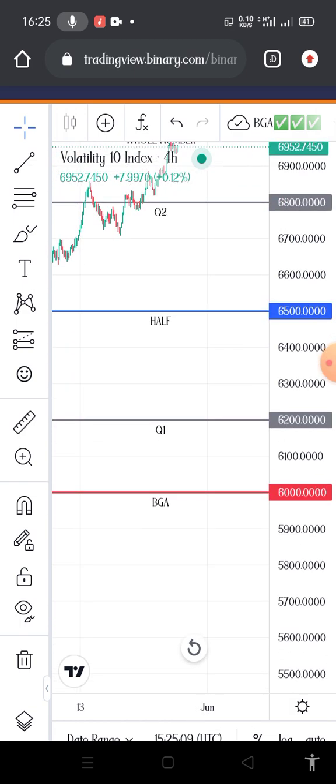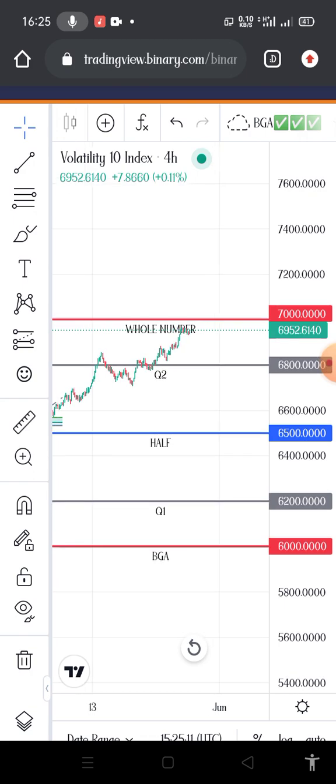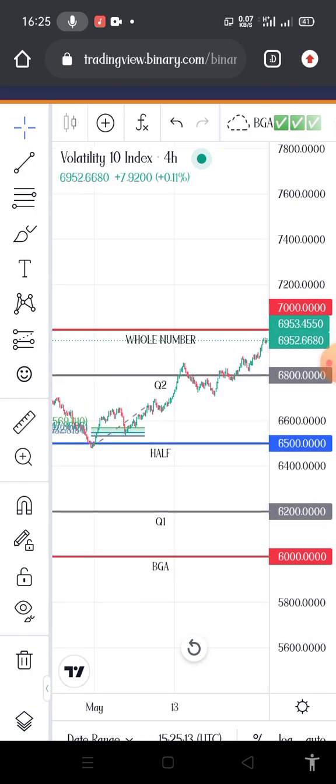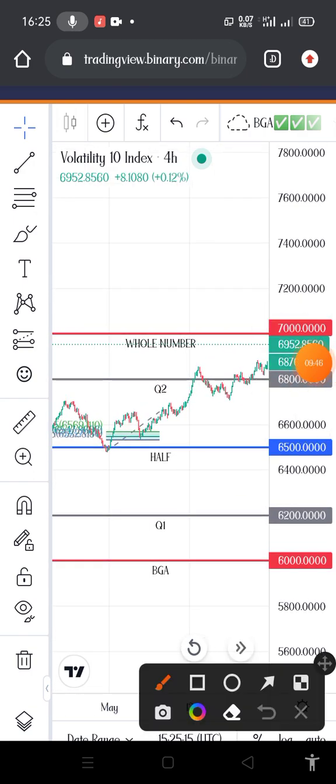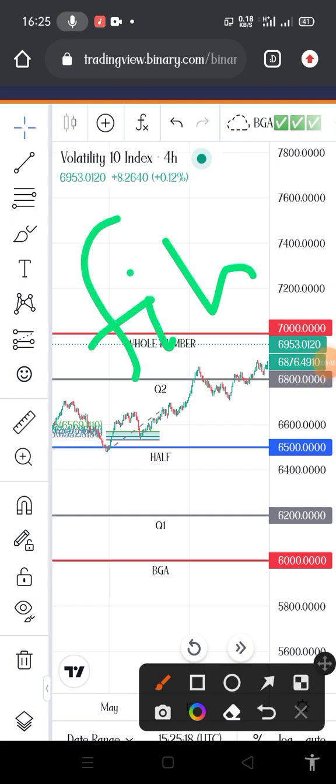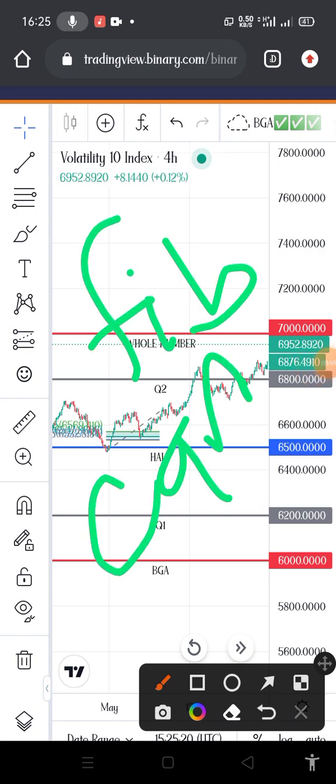So with this simple explanation, this is how you use the BGA. Remember, you use BGA with your fib and your candle pattern. Those are the 3 things you use. So this is just basically what it is.